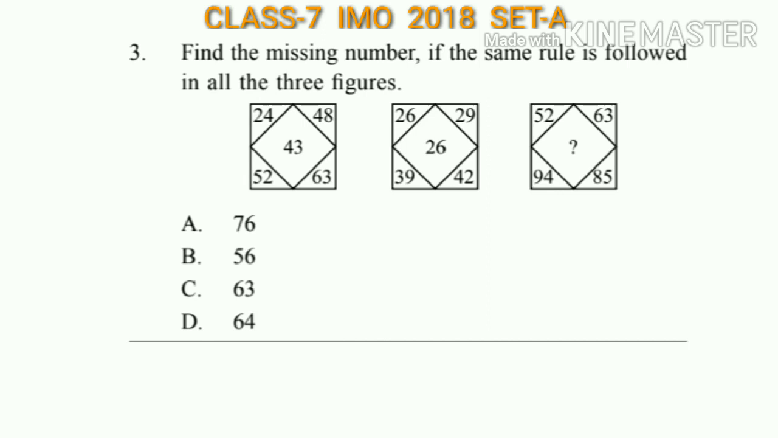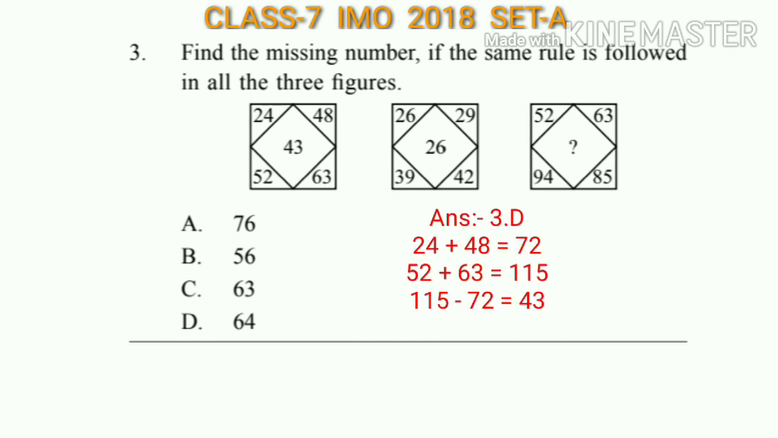Now question number 3. Find the missing number if the same rule is followed in all the 3 figures. Look at the figures carefully. In the first figure, the rule followed is 24 plus 48 is 72. 52 plus 63 is 115. And if we subtract this, 115 minus 72, we'll get 43, which is at the center.